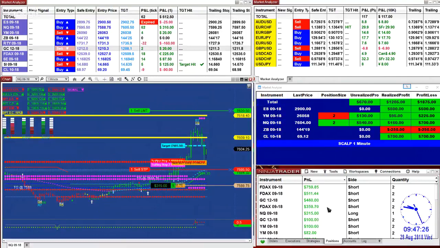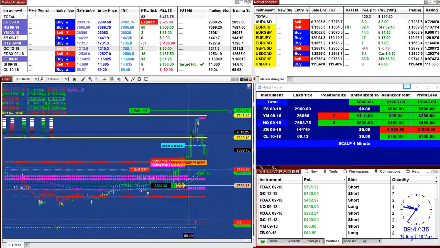At the end, here is your controller, NinjaTrader 8 controller. Those are the swing trading. This is the scalping, and here is your price action.